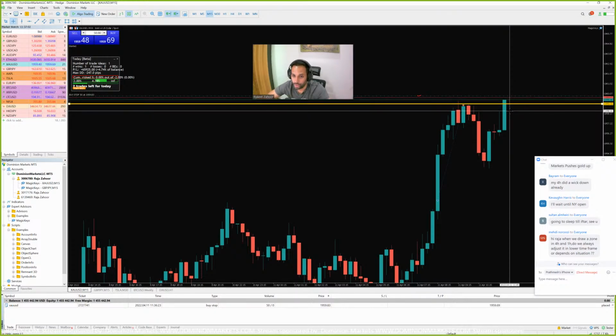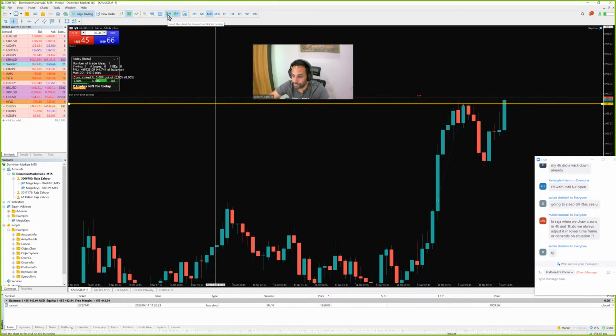When we draw a zone in 4 hour and 1 hour, do we always adjust it in lower time frame? Depends on situation. Yes, always. What are your scale settings? Because I can't move my chart to the left to have clearance on the right side. You just gotta click this right here.